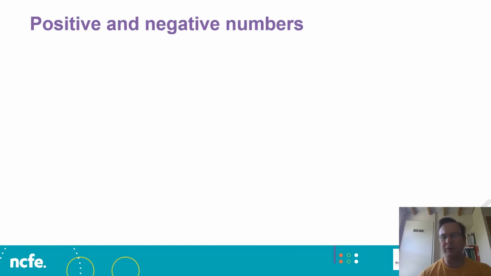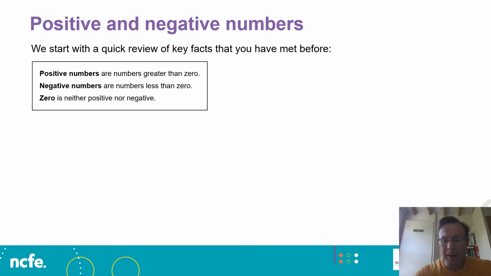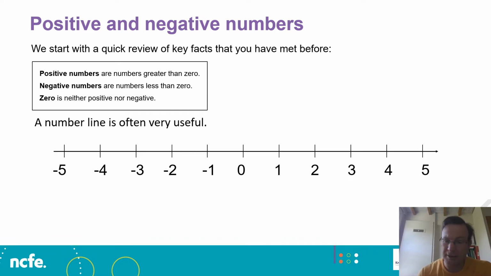So here we are: positive and negative numbers. We'll start with a few key facts that you may have met before. Positive numbers are numbers that are greater than 0, which should be relatively straightforward for you. Negative numbers are ones that are less than 0, and 0 is neither positive nor negative.